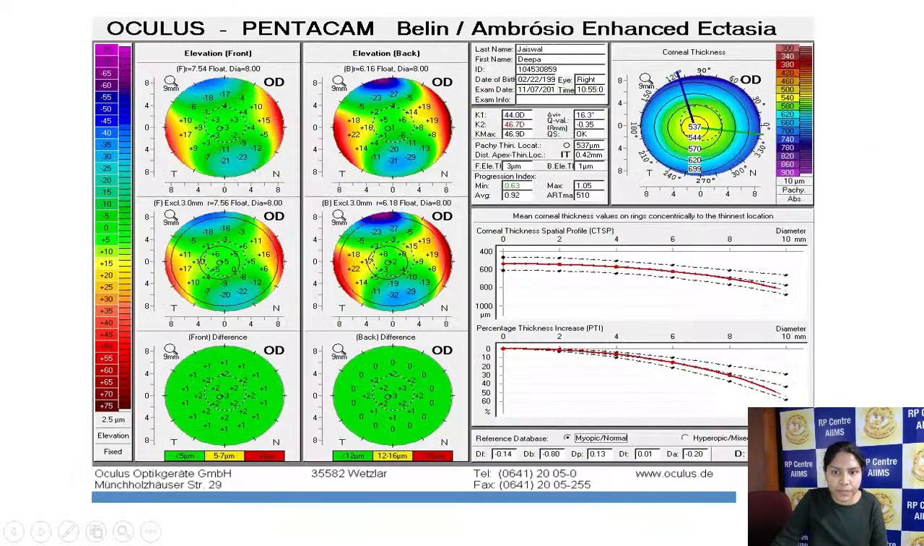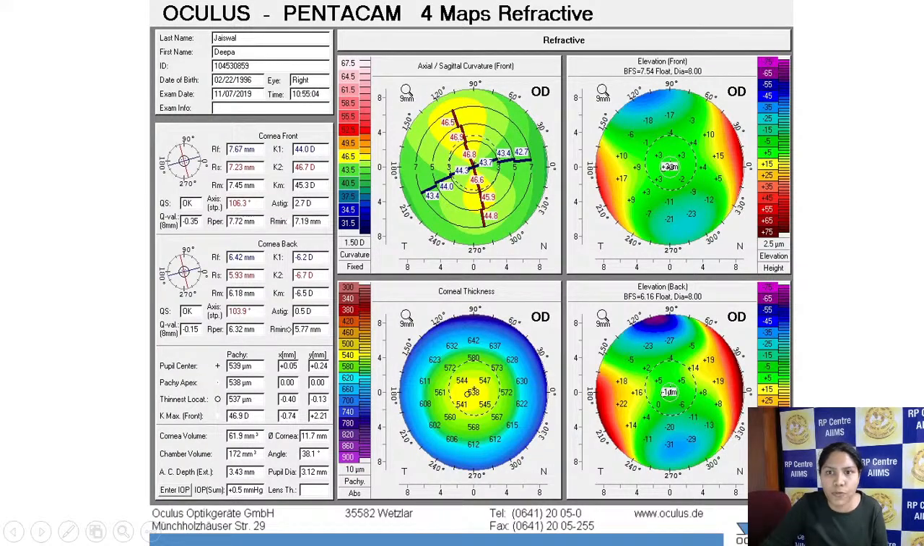So here we see the pentacam with 4 map refractive. So we see the demographic details here, and the quality specification was okay in this case, so the values were reliable. The first map is a sagittal curvature map in which we can see the K1 and K2 with a bow tie configuration and with the rule astigmatism. The elevation in the front and back of the cornea was found to be within normal limits, and the pachymetry apex was 538 and the thinnest location was 537.